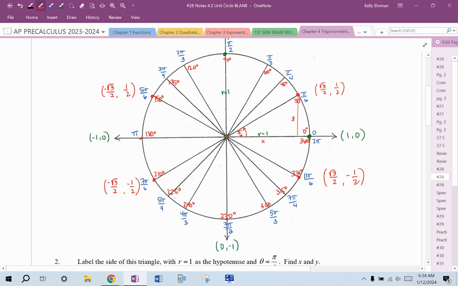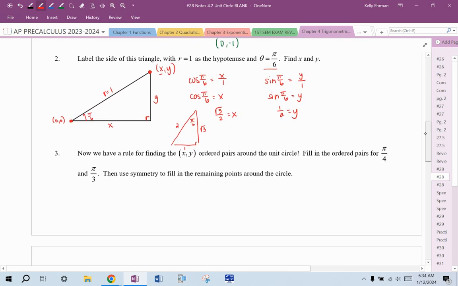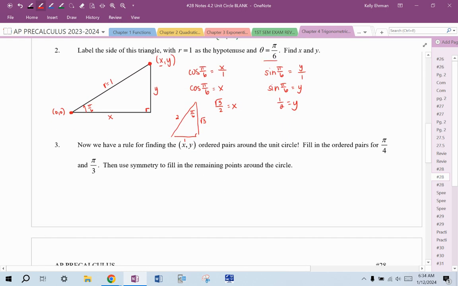So let's do that again for pi over 4, pi over 3. So now we have this rule for finding those ordered pairs. Remember, x came out to the cosine of pi over 6, and y was the sine of pi over 6. And all I would do to this triangle is change out the angle down here. It could be pi over 4, pi over 3. So instead of drawing this triangle every time, the x-coordinate will always just be the cosine of theta, whatever angle you're talking about. And the y-coordinate will always be the sine of theta at whatever angle you're talking about.